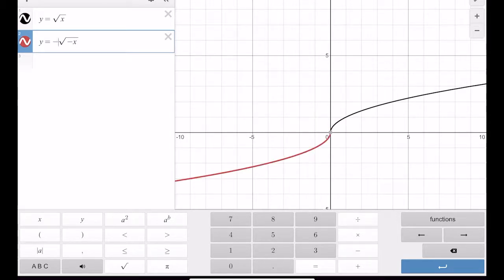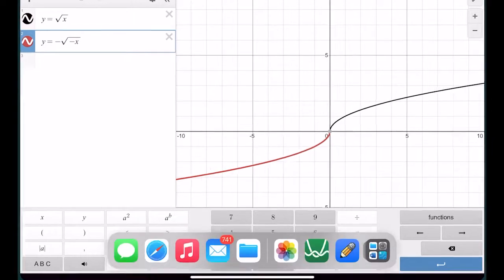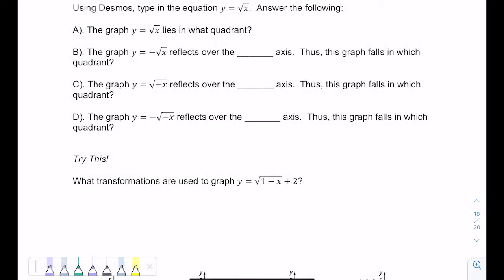So now, as you can see, it reflected it over the x and the y, and it really reflected it over the origin, right? So it's reflected over the origin there. It kind of did a double reflection. It first reflected over the x and then over the y. So you can play around with that to see there.